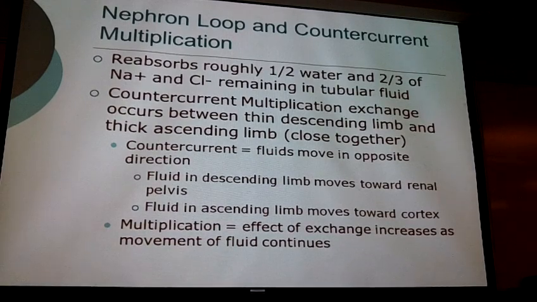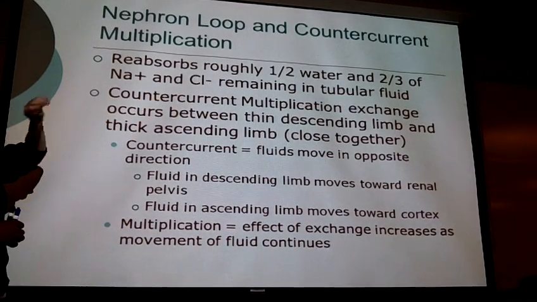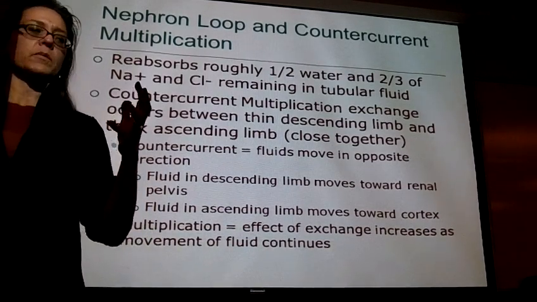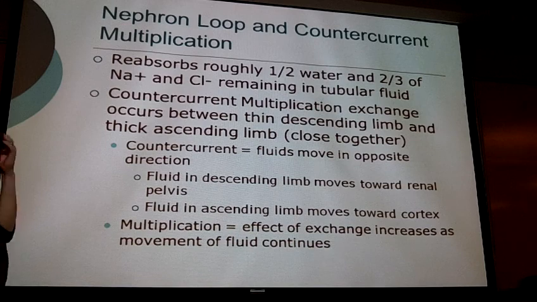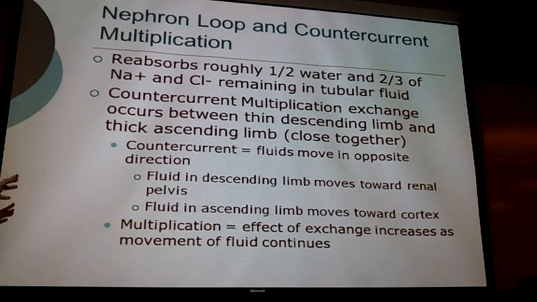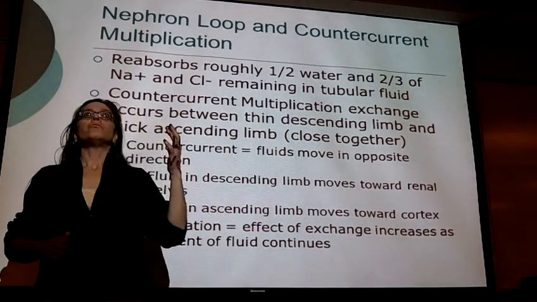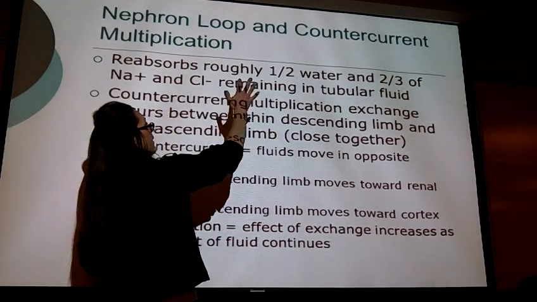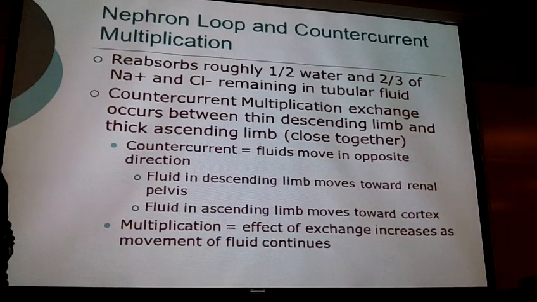By the time that the filtrate gets to the loop of Henle, we have reabsorbed about 60 to 70% of that 99% that we need to reabsorb. In the loop of Henle, of that remaining 20 or so percent, we're going to reabsorb about half of the water and two-thirds of the sodium and chloride that we have left to reabsorb.